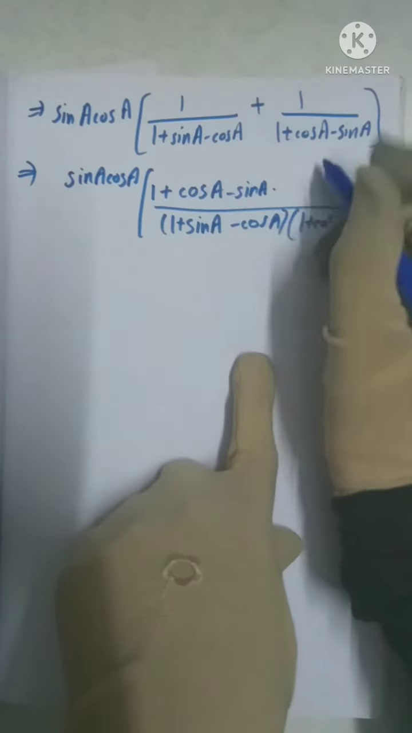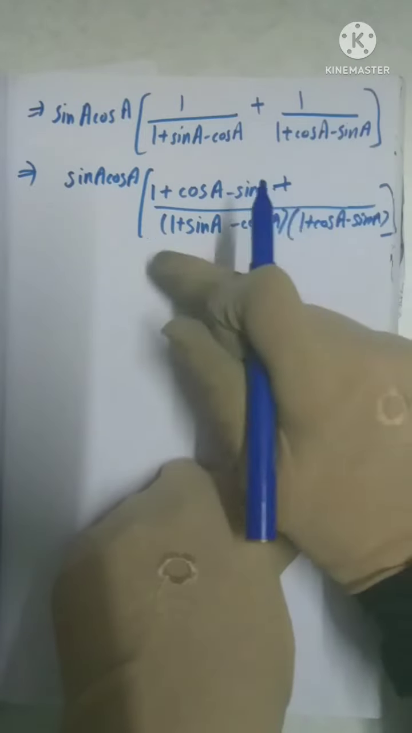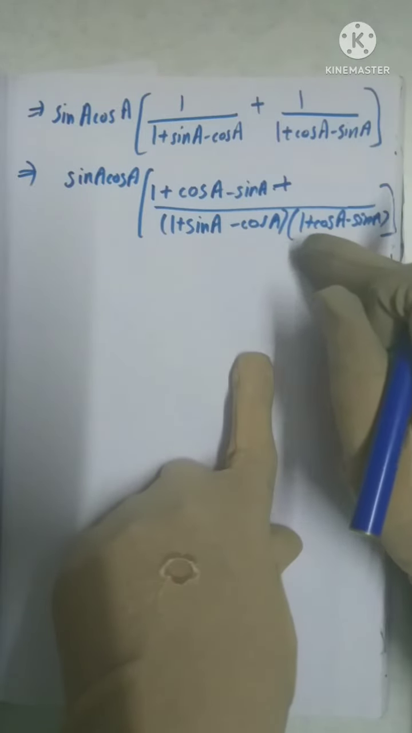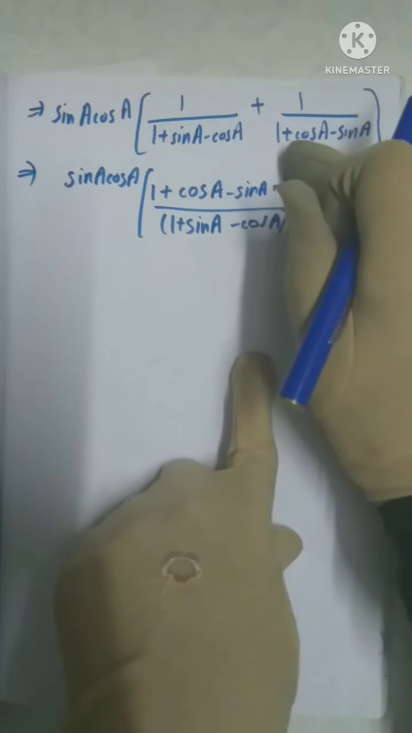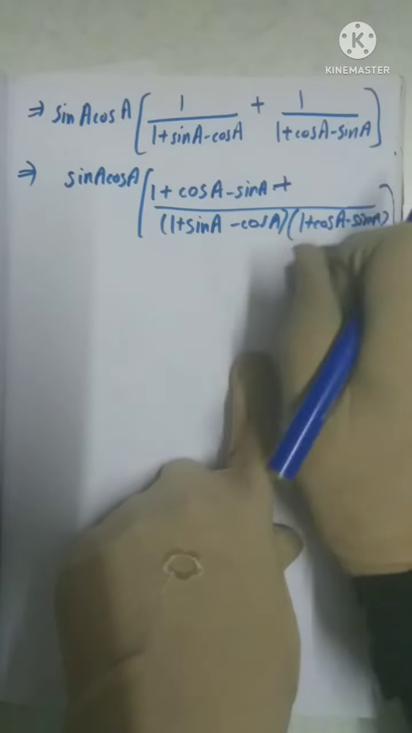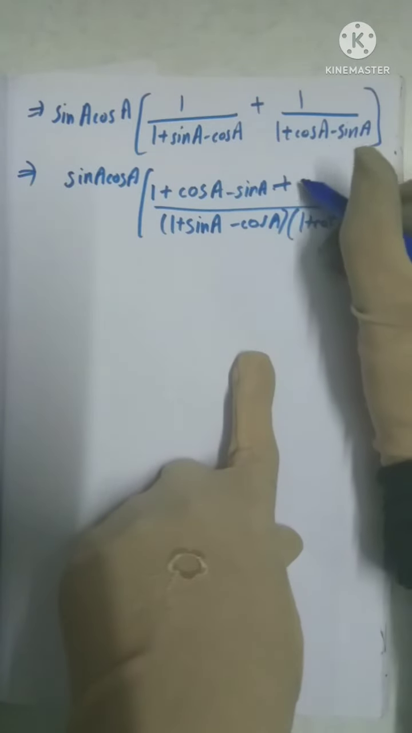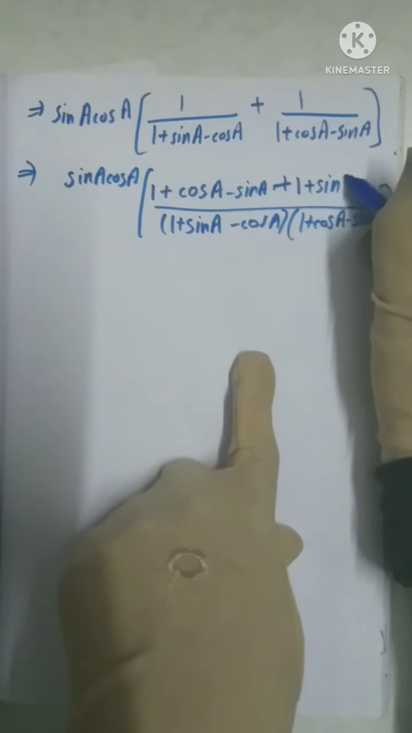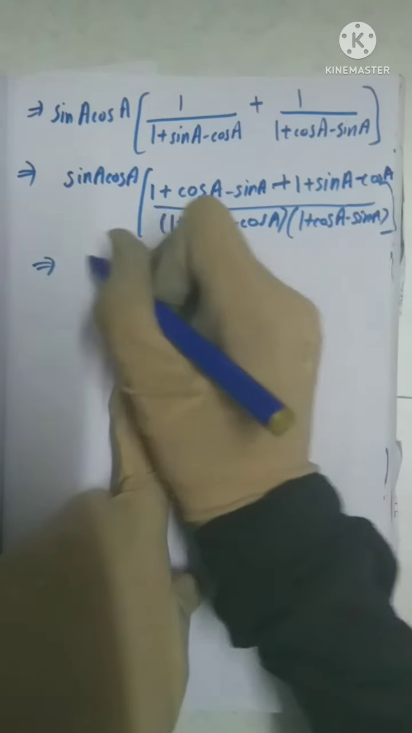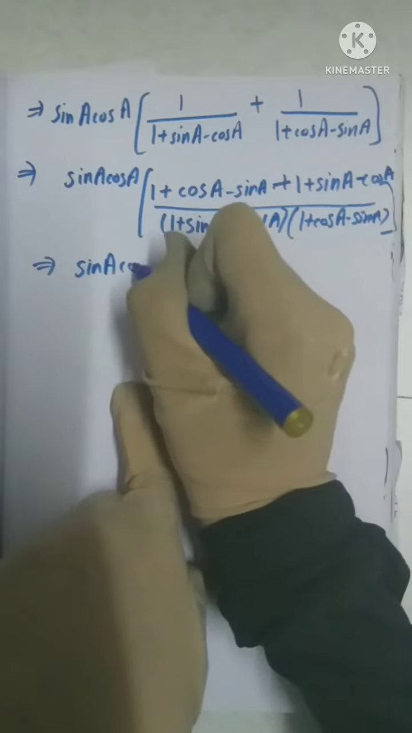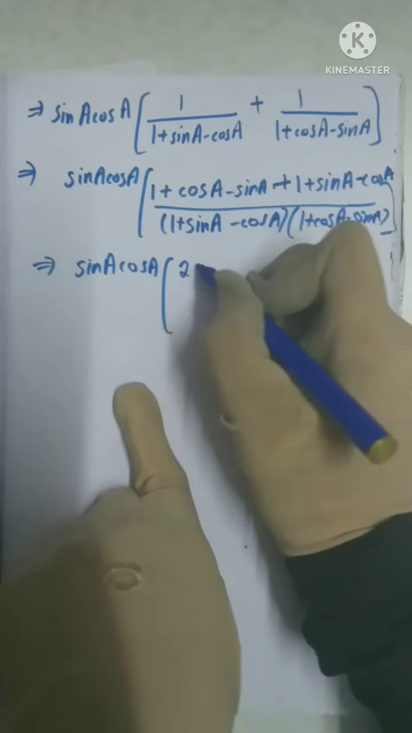Then we have plus sign. Again, this denominator divided by this denominator. So 1 plus sin A minus cos A into 1 plus cos A minus sin A divided by 1 plus cos A minus sin A. 1 plus cos A minus sin A and 1 plus cos A minus sin A will get cancelled. What is remaining? 1 plus sin A minus cos A is remaining. So 1 plus sin A minus cos A. That implies sin A into cos A into, here we have 1 plus 1 is 2.